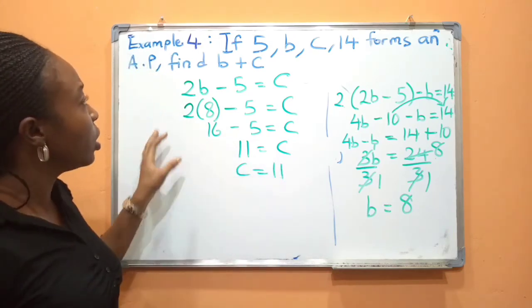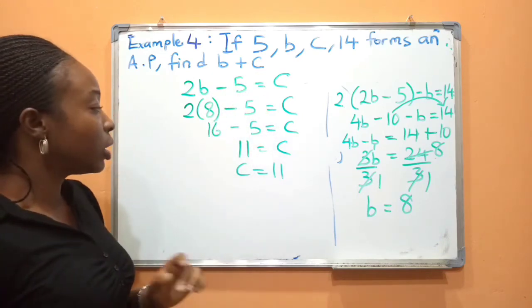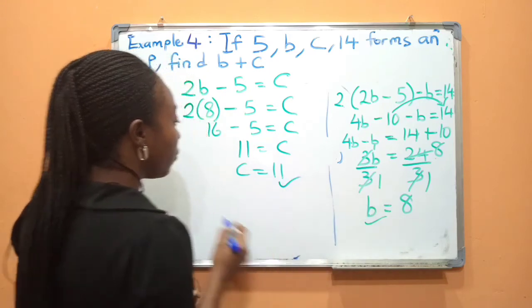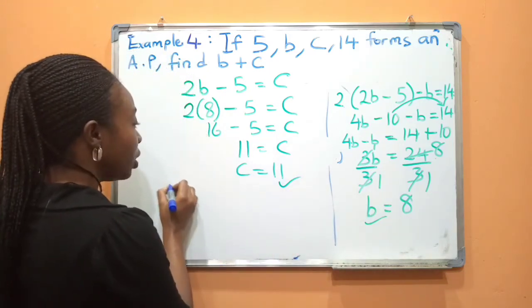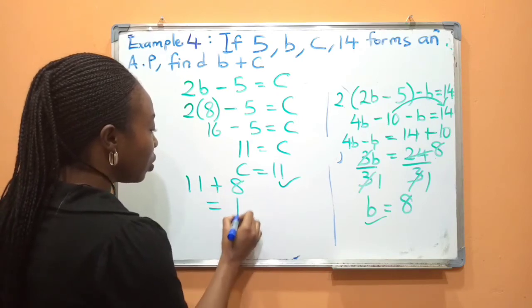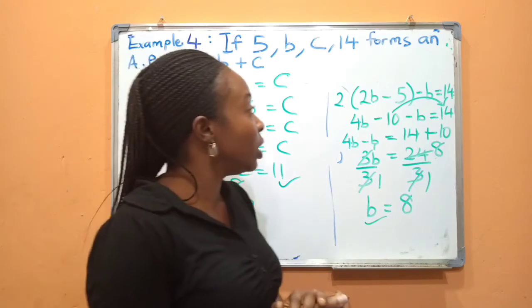Remember, the question says find b plus c. So what this simply means, since we've gotten the value of b and c, for us to find c plus b is simply 11 plus 8. So that gives us 19. So this is our answer. You can see it's absolutely easy.